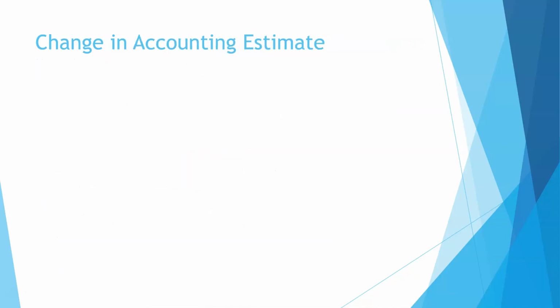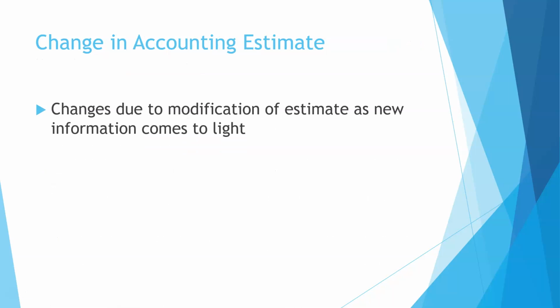Now, change in estimate. Change is due to modification of estimate as the new information arrives. An example would be accounts receivable allowance for doubtfuls. Now, you notice based on COVID and what's been going on, probably companies had to change these estimates. What do we estimate? We estimate our warranty reserve.